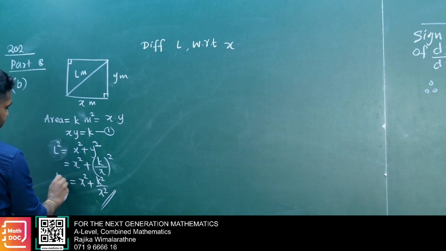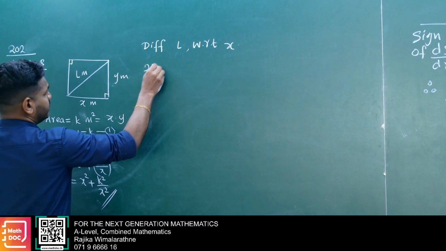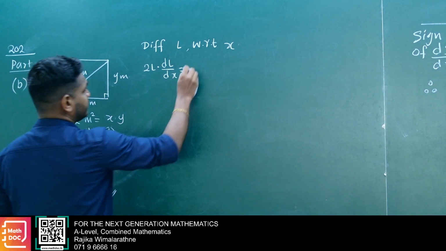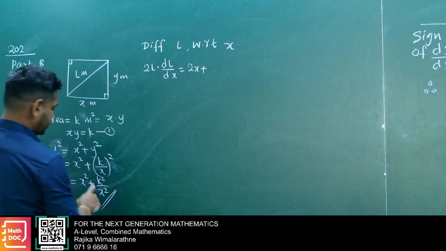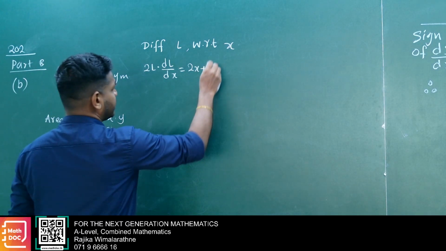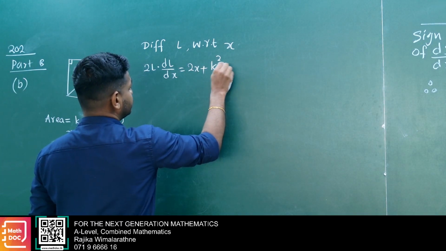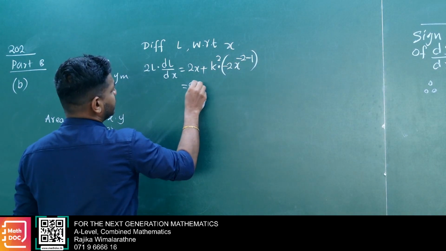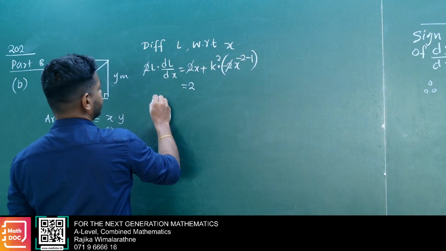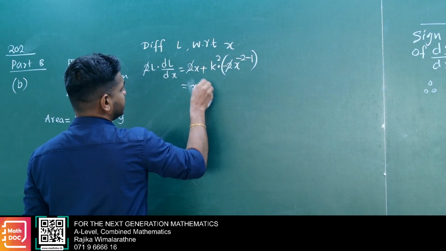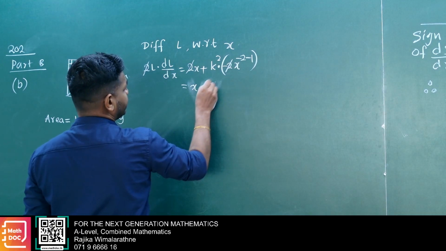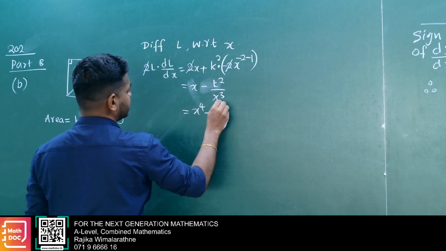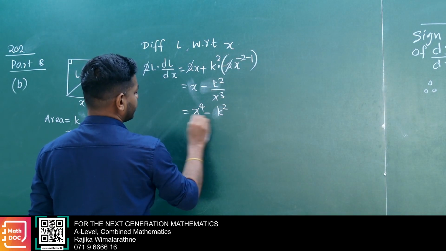Then L squared derivative, function of function, 2L times dL divided by dx, equals x squared derivative 2x plus K squared times x to the power minus 2, derivative minus 2 x to the power minus 2 minus 1. Simplify to 2x minus 2K squared over x cubed, then 2 times x to the power 4 minus K squared over x cubed.